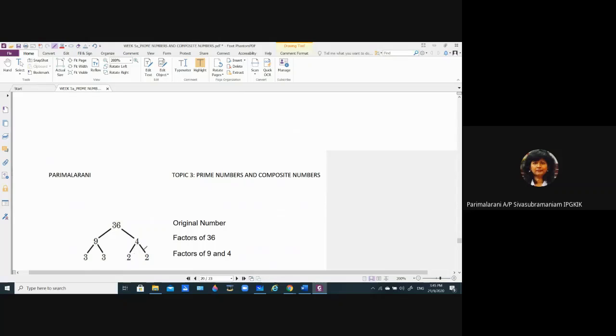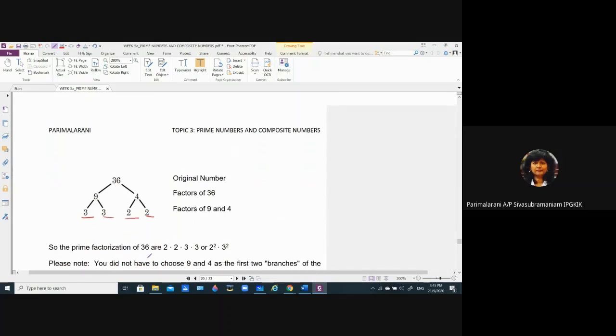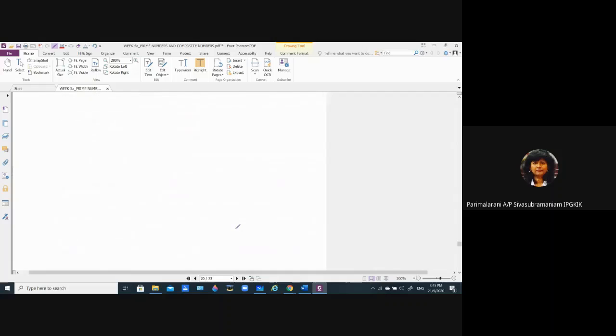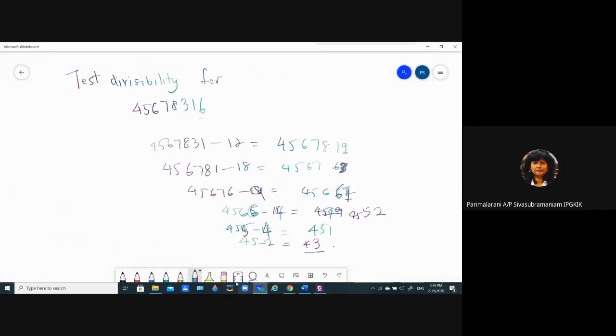So 4, break it down again. Factors 2 and 2. So this one can stop. 9, break it down, 3 times 3 is 9. All 4 numbers are prime numbers, so we can stop. So 36 is equal to 2. Remember, we must write the small number first: 2 times 2 times 3 times 3, or 2 to the power of 2 multiplied by 3 to the power of 2. So this is called the factor tree. You can use either one to do your prime factorization.